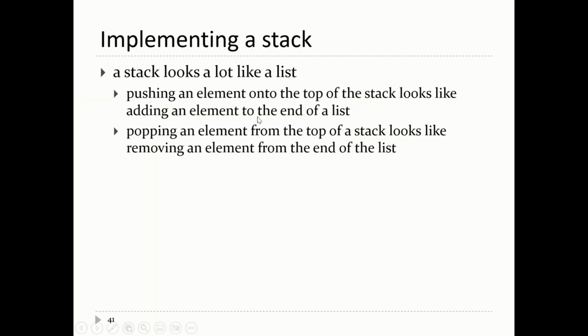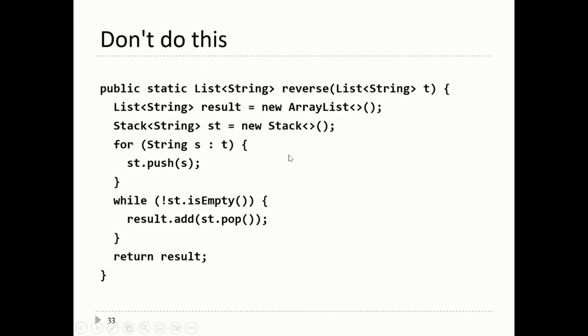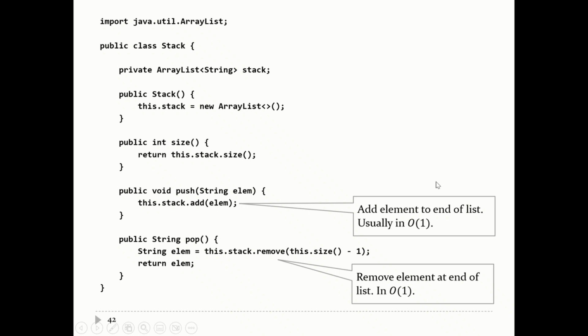So implementing a stack, it looks a lot like a list. If you push an element onto the top of the stack, that sort of looks like adding an element to the end of a list. Whenever I push an element onto the stack, if you imagine this is a list that's growing this way, then pushing an element is like adding an element at the back of the list. When I pop elements off the stack, it's like removing elements from the end of the list. And so that suggests that if I want to implement a stack, I can just use a list.